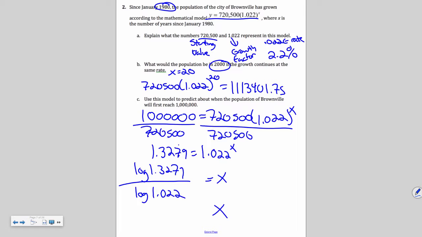So you just have to remember when you're doing this that you have to close the parentheses after this 9. And then you get that it will take 12.88 years. That's how you would find that answer.